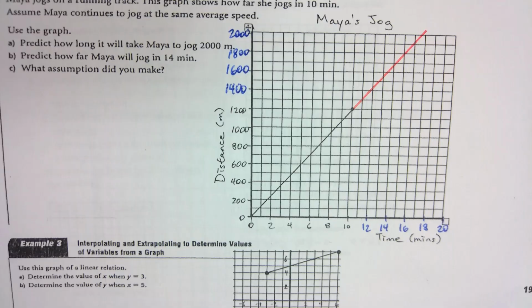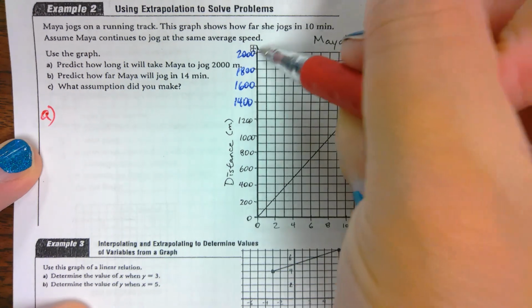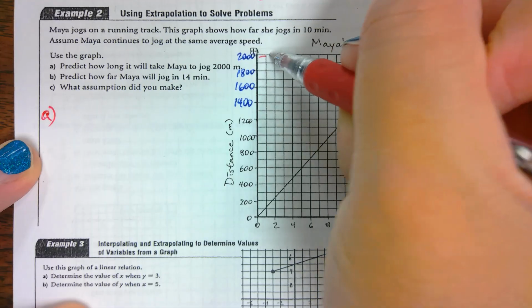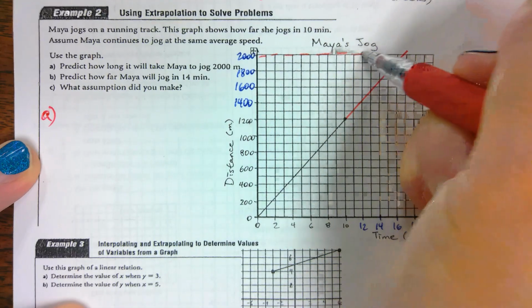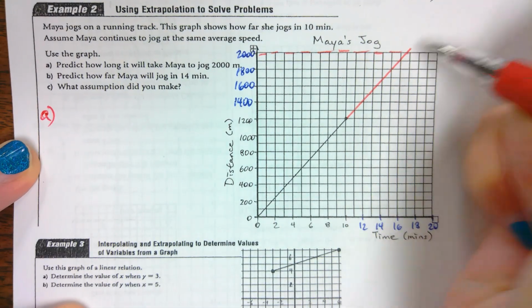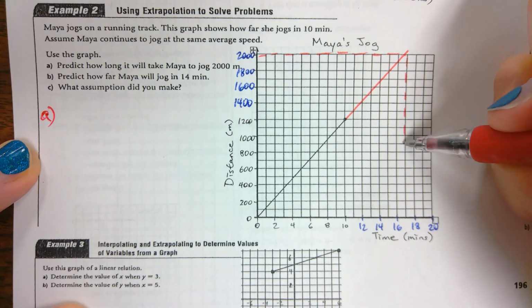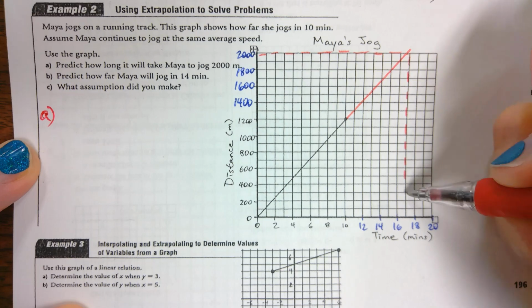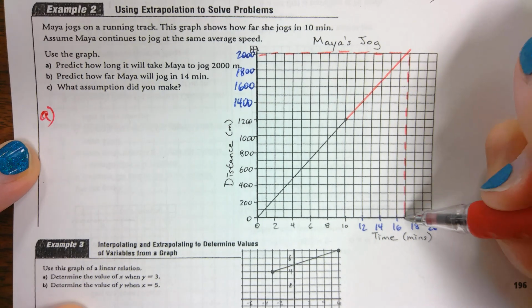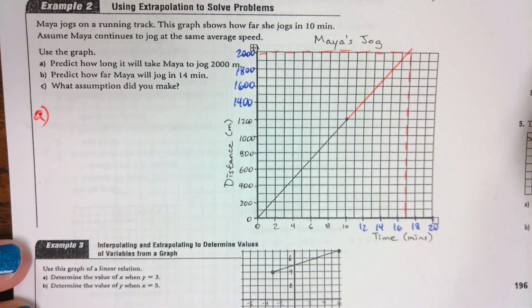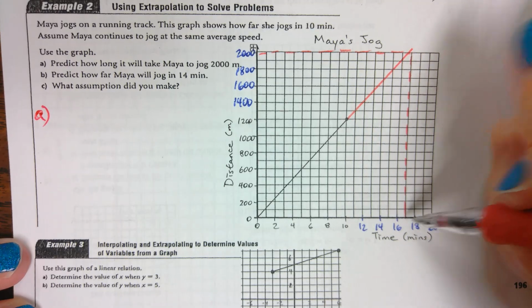And based on that, based on the extension, 2,000, going over to my graph, coming down, roughly how long is it going to take her to run 2,000 meters? 17 minutes right here. Good.